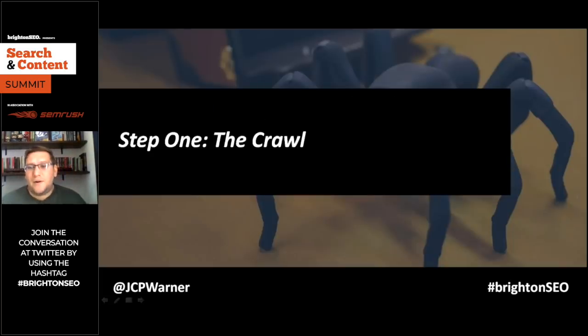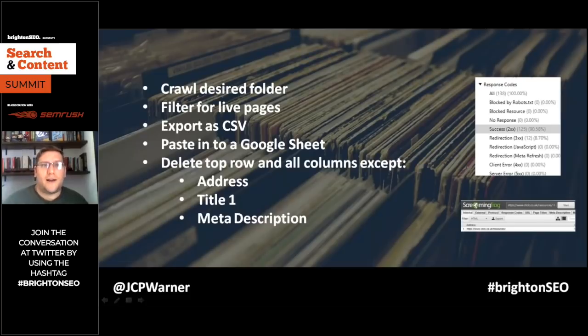So the first thing we do is to crawl the specific subfolder of the site. So what we're looking at is restricting the crawl to a specific part of the website, whether that's the blog or, as I said, for us, the resource section. We then filter it to live pages with Screaming Frog. The easiest way to do that is to filter to the 200 response code. Again, I'm sure other crawlers will have similar things.